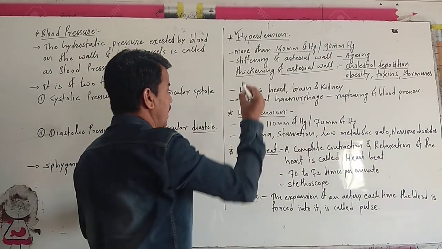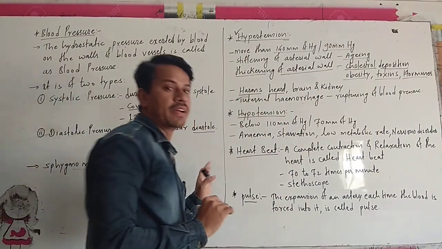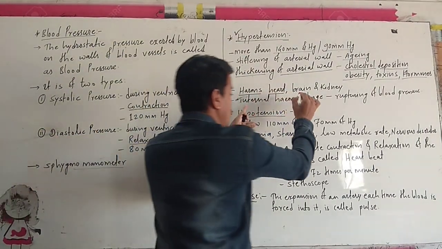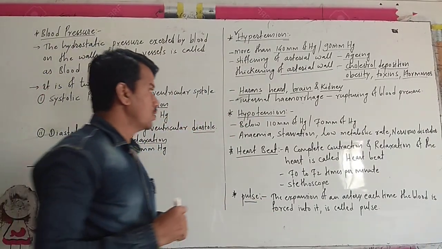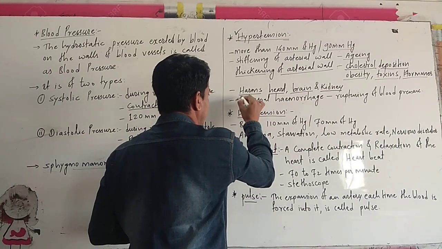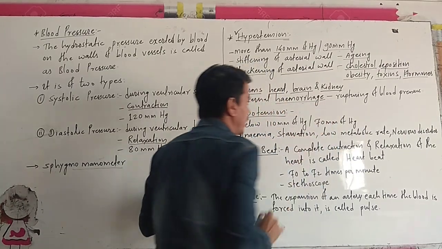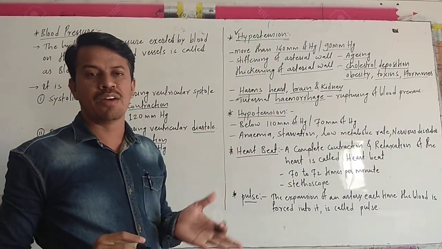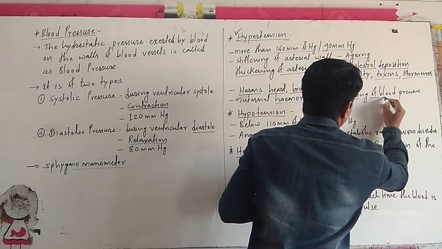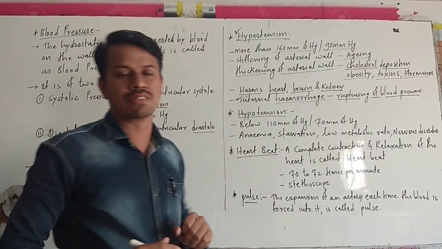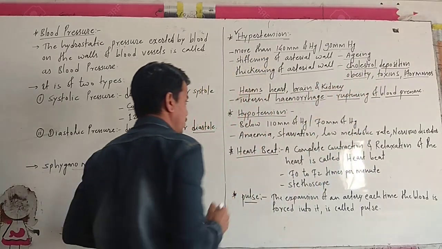Mainly, this hypertension harms the heart. Definitely it harms the heart, it harms the brain, and it also harms our kidney. Also see one more condition it causes, that is internal hemorrhage. Internal hemorrhage is nothing but the rupturing of the blood vessels.